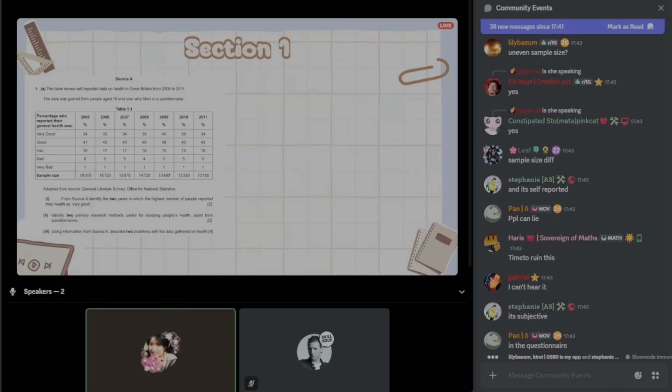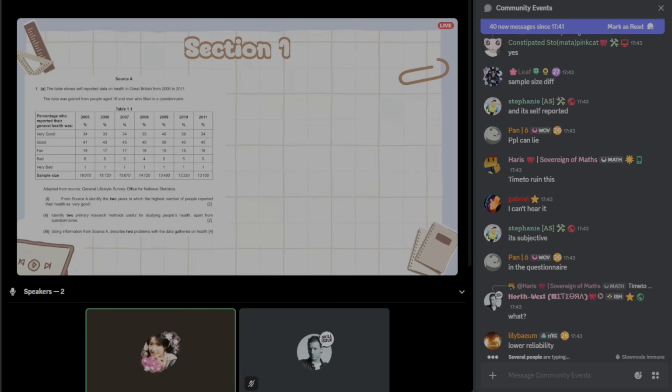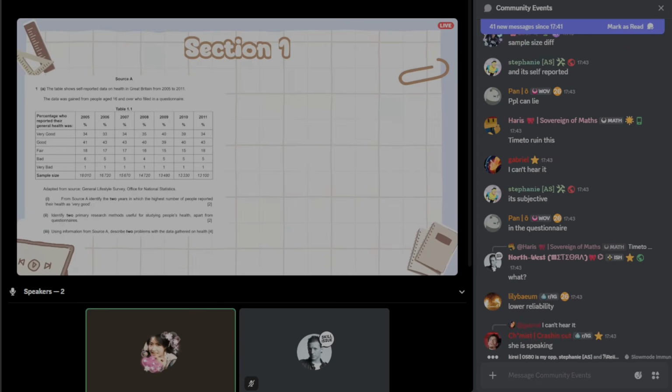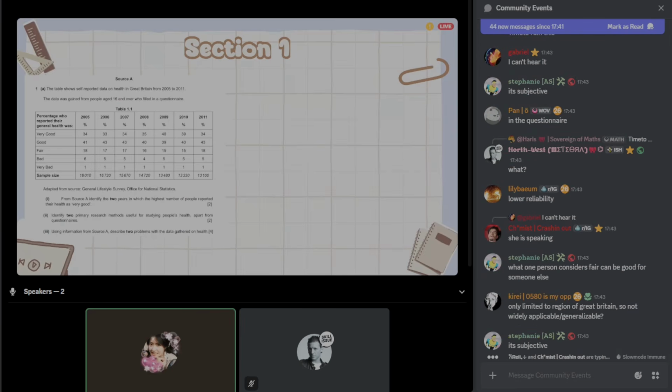Yes, one of the answers is that it gets smaller every year, the sample size, so it's kind of inaccurate and it's not really representative. It affects the representativeness of the sample, and thus any ability to generalize, or the sample size is too small to represent the whole nation.